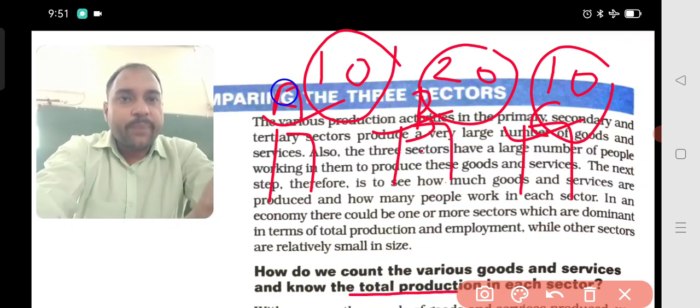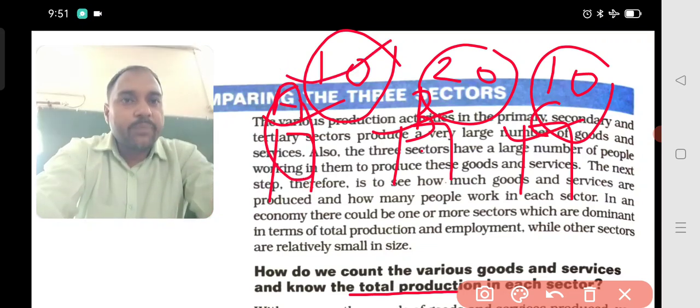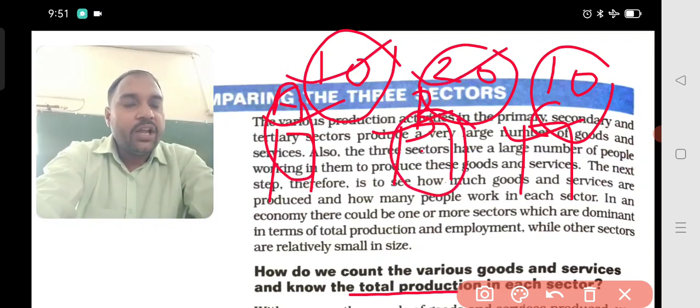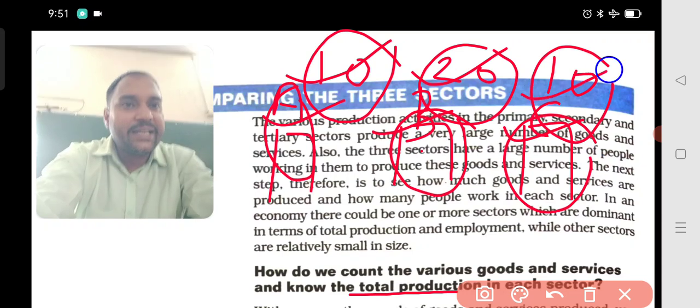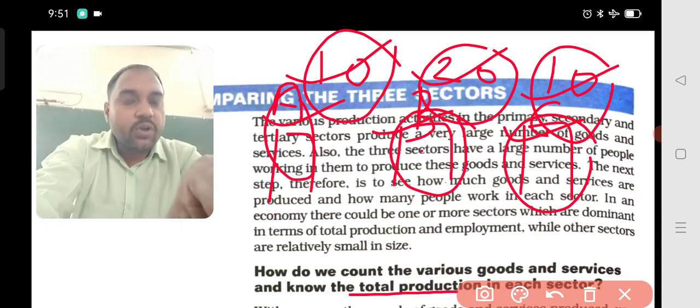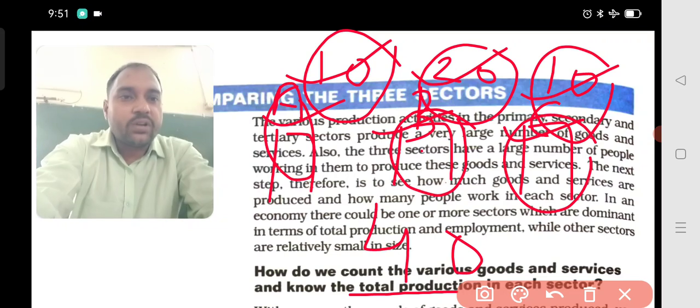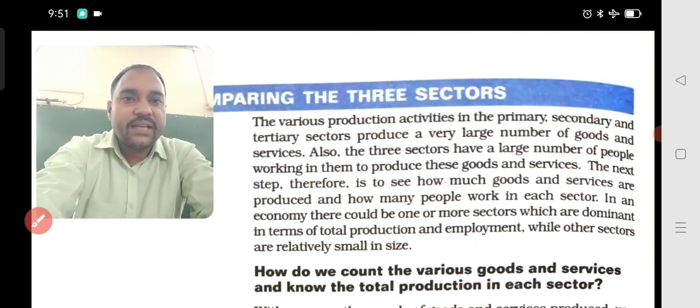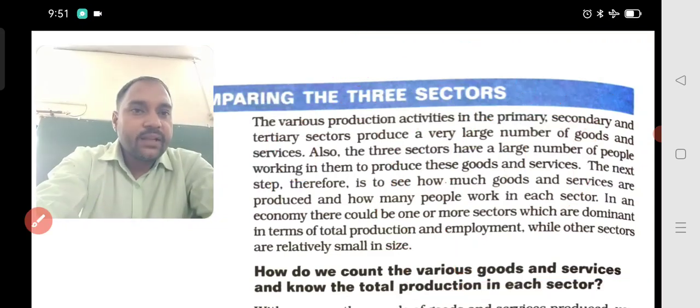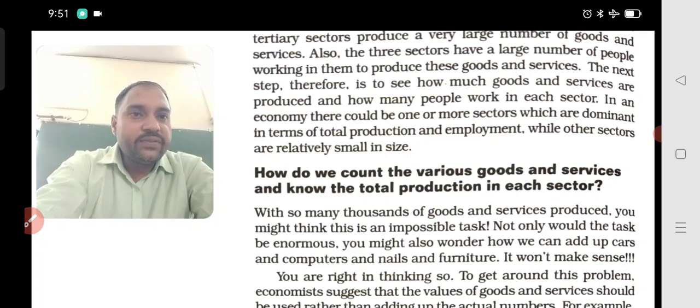Total production of the primary sector is 10, total production of the secondary sector is 20, total production of the tertiary sector is again 10. Now the total goods produced in the economy is 40. This is the total production of goods and services in the economy. This is the meaning of this heading.